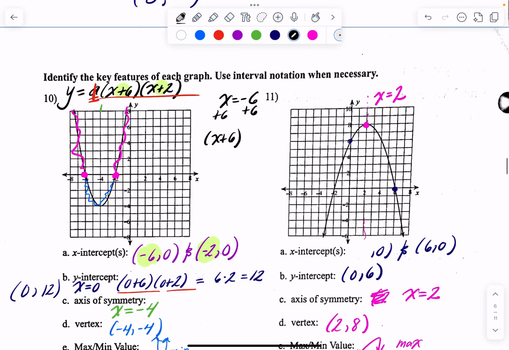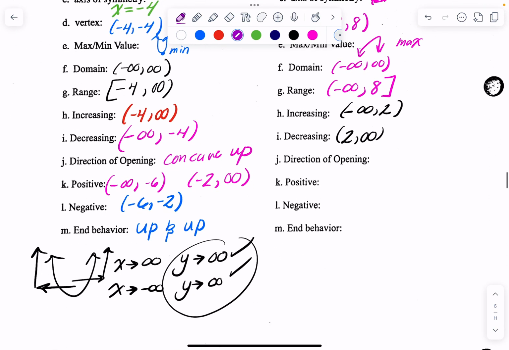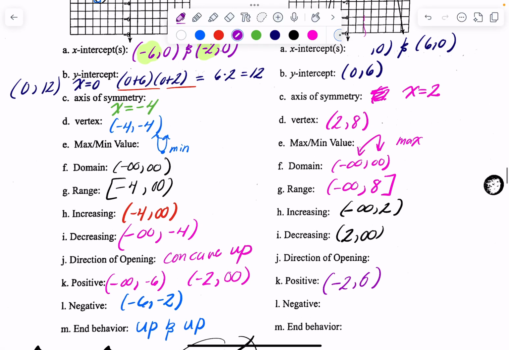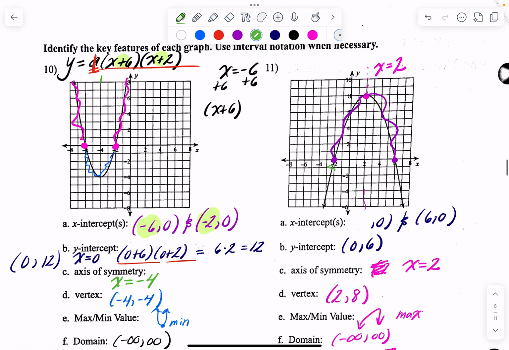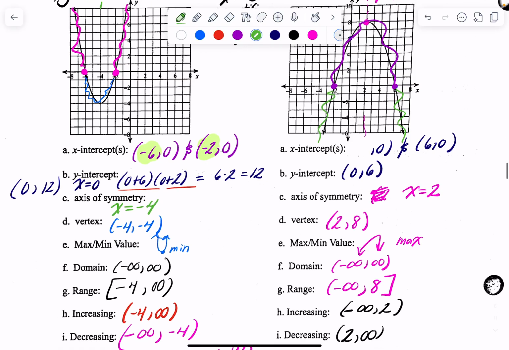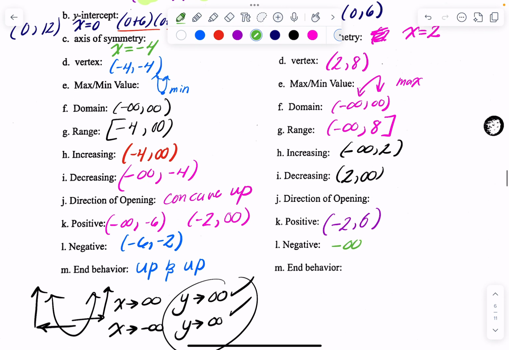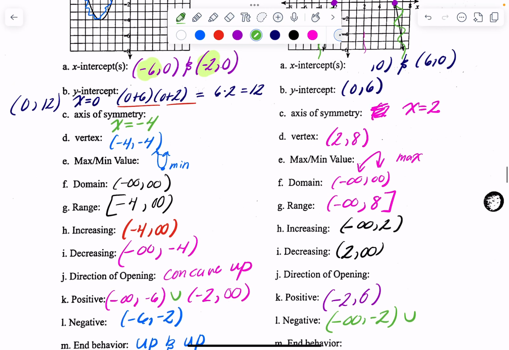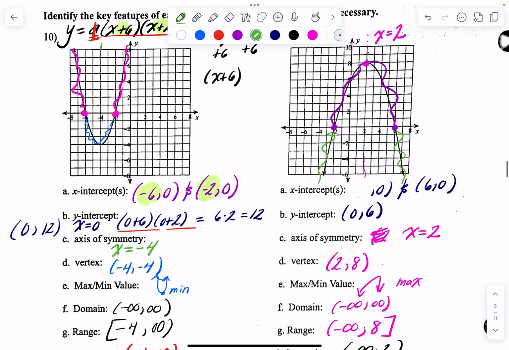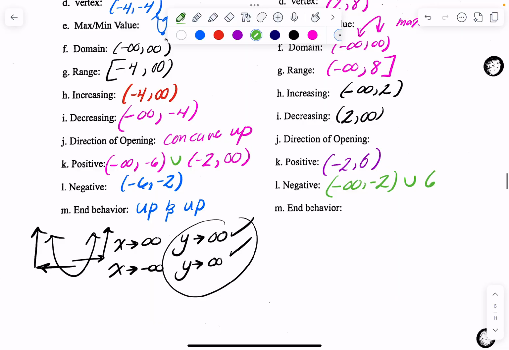Positive is where you're above the x-axis. So aren't we above the x-axis right here? So that'd be from negative 2 to 6. Which means we're negative below the x-axis. So that'd be negative infinity to negative 2. Then union. I haven't been using unions very well here. Then union from 6 to infinity. We're answering from left to right.